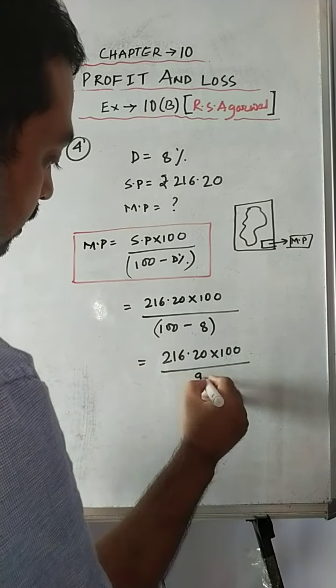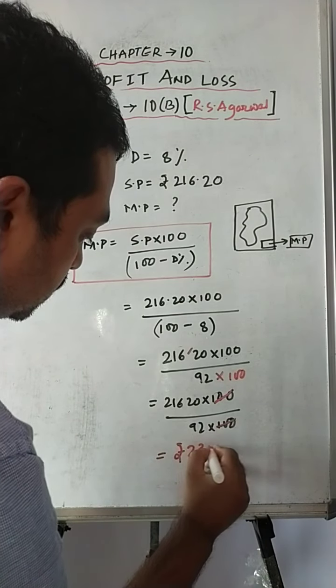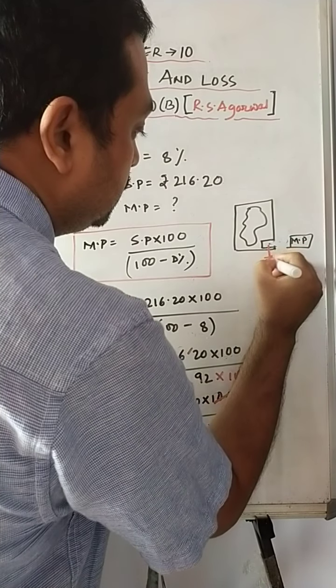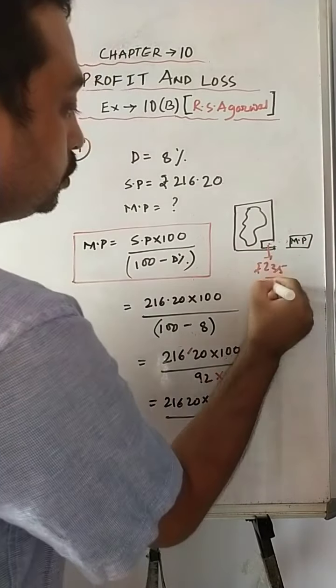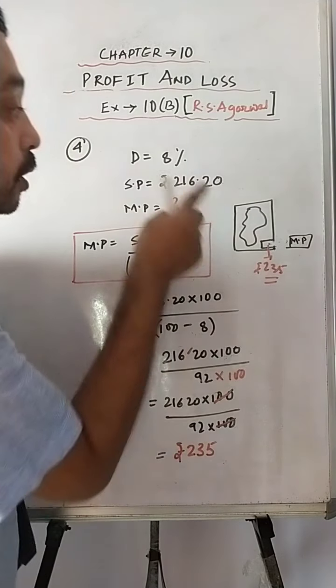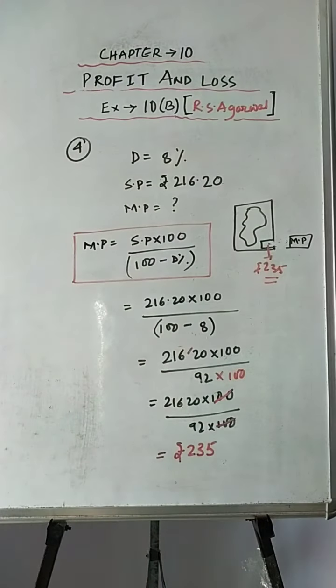So it will look like 21620 into 100 by 92 into 100. Now we can easily reduce this by 100. If you divide 21620 by 92, you will get the required answer as rupees 235. That means on the box it was written 235. But the customer is not paying rupees 235; instead the customer is paying 216.20. And why? Because 8% discount is given by that shop. Understood? This was all about question number 4.